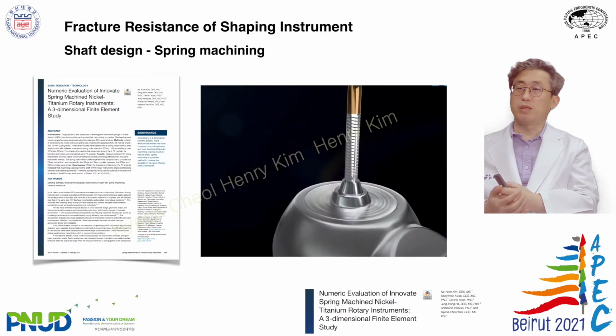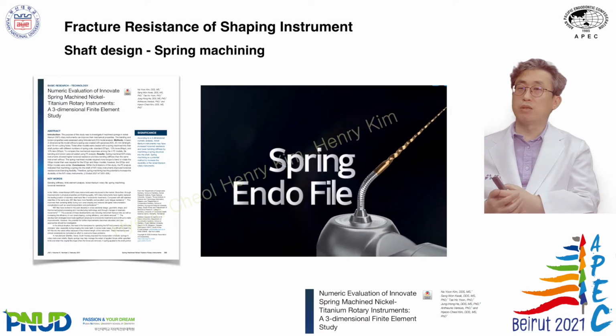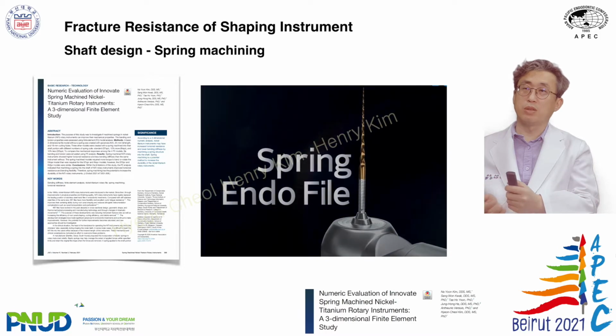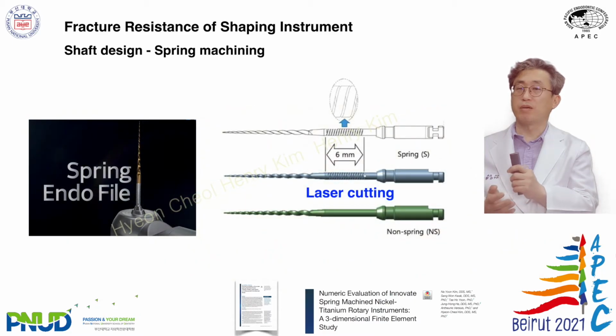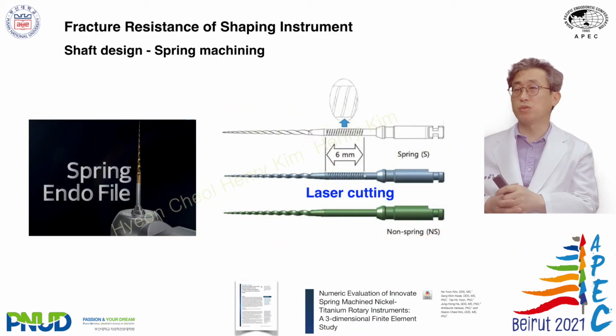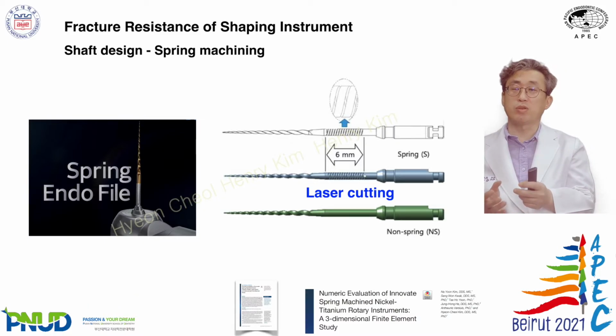Here we have another interesting R&D study related also to the file shaft. The manufacturer made a spring structure by laser cutting on the shaft, as shown here in the figure. You already saw that short movie clip. We evaluated the effect from the machining of the spring structure at the shaft on the mechanical property of the instrument, cyclic fatigue resistance or torsional resistance, something like that.